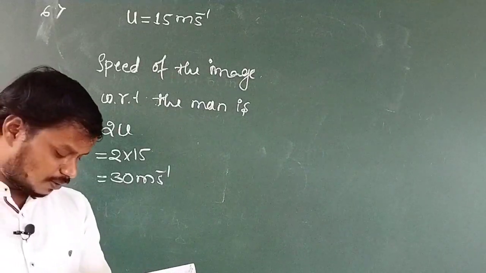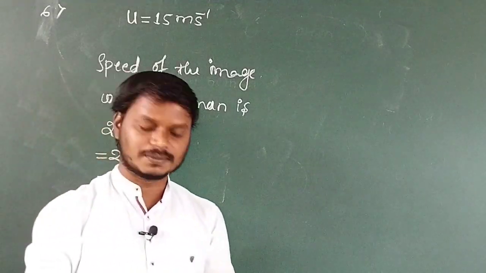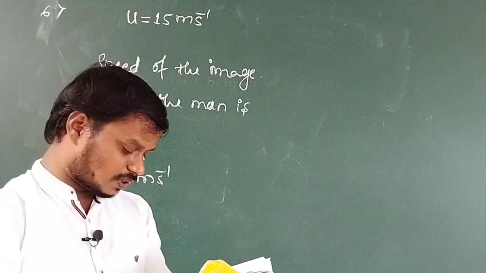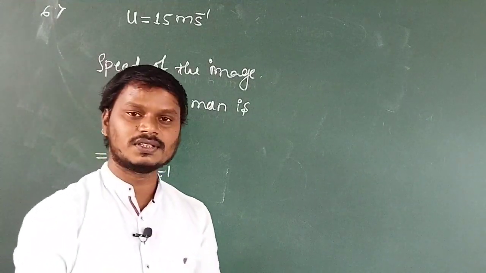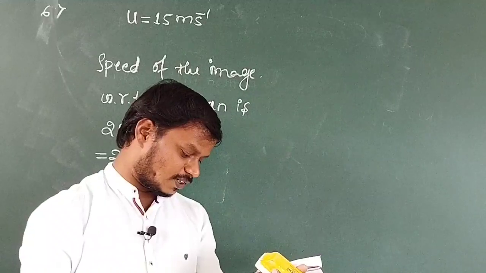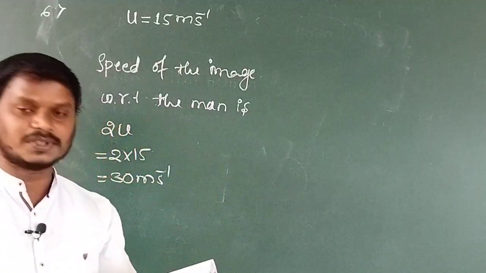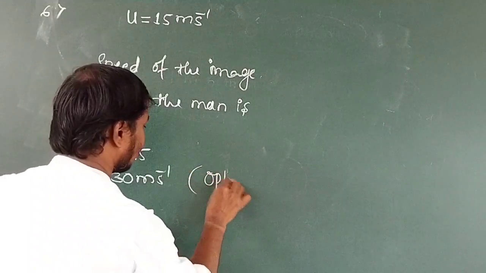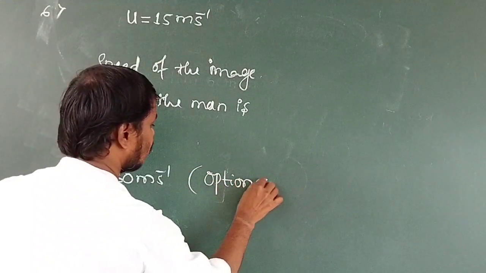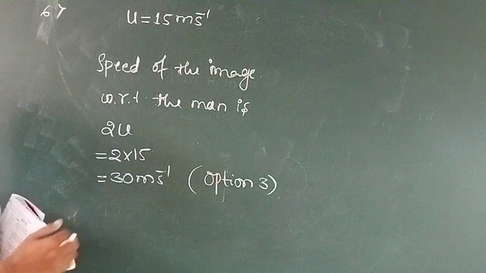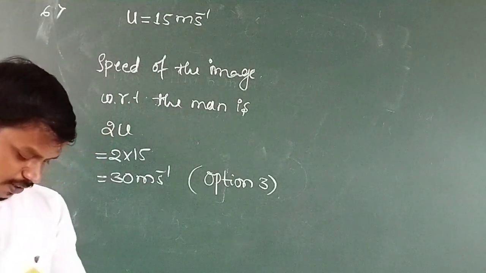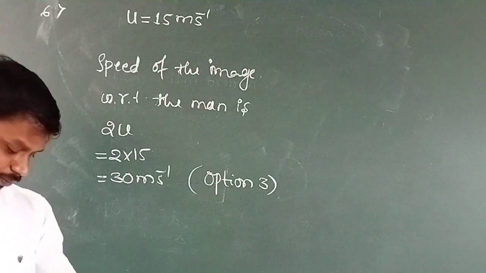Then options given, first option 7.5 meter per second, second option 15 meter per second, third option 30 meter per second, and fourth option 45 meter per second. Which is the correct option here? Option 3 is the correct. That is 30 meter per second. Okay. So this is the solution of the question number 6. Then let us move to the question 7.